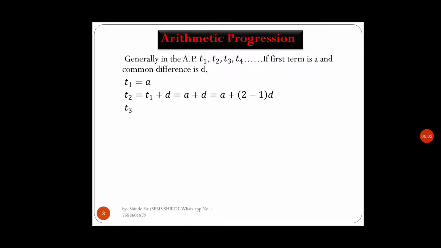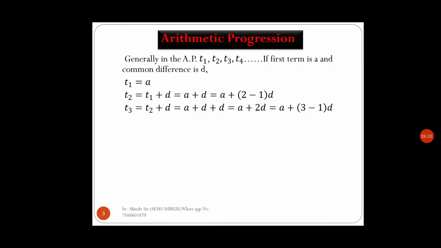For the third term, T3 is T2 plus D. What is T2 here? T2 is A plus D, and plus D as it is. Then A plus D plus D, that is 2D, so we get A plus 2D, which is equal to A plus, in bracket, 3 minus 1 into D. What is 3 here? 3 is the third term.